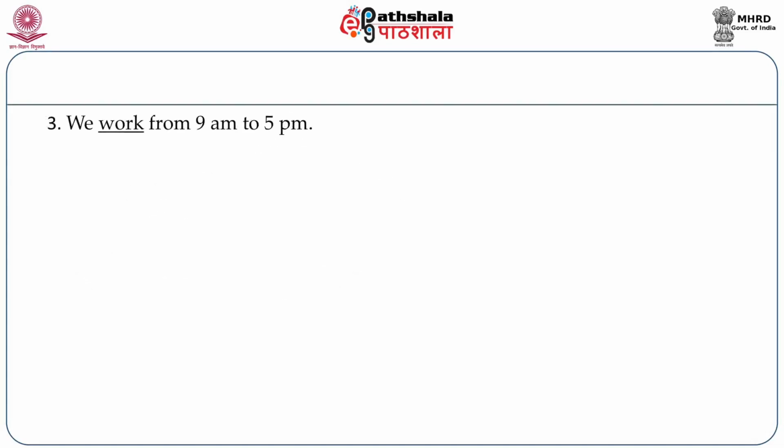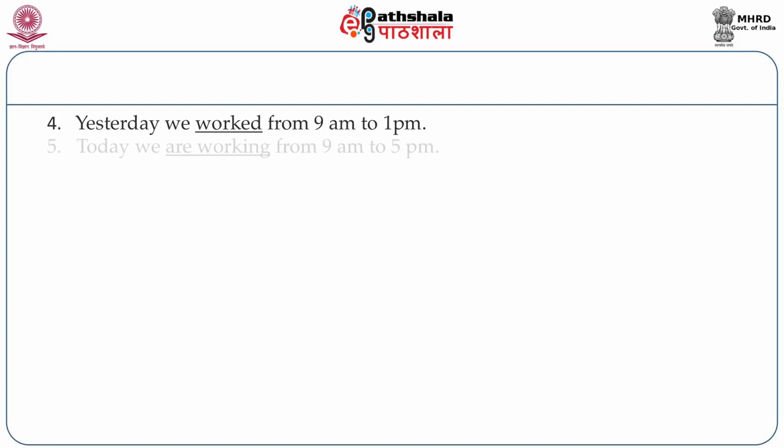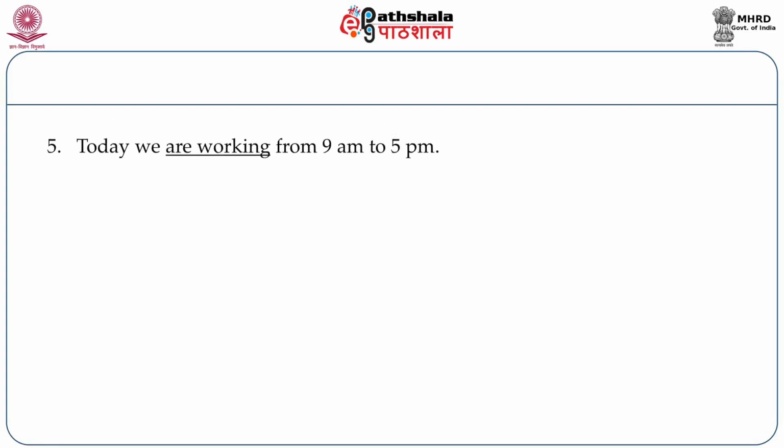Let us look at a few sentences and see how tense is marked. For example, in 3 we have we work from 9 a.m. to 5 p.m. In 4 we have yesterday we worked from 9 a.m. to 5 p.m. 5 today we are working from 9 a.m. to 5 p.m. In 6 we have yesterday we are working from 9 a.m. to 1 p.m. And in 7 we have they have been living in Chennai for 5 years, and in 8 we have they had been living in Chennai for 5 years.